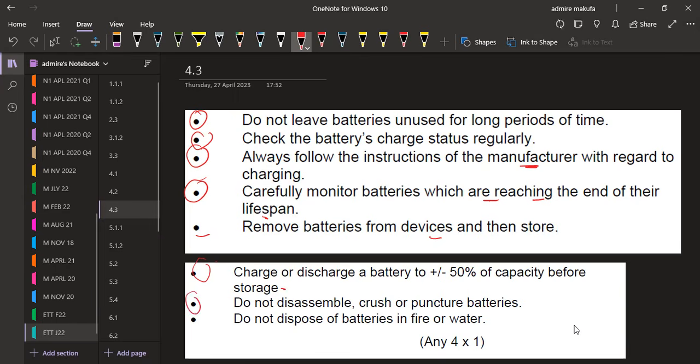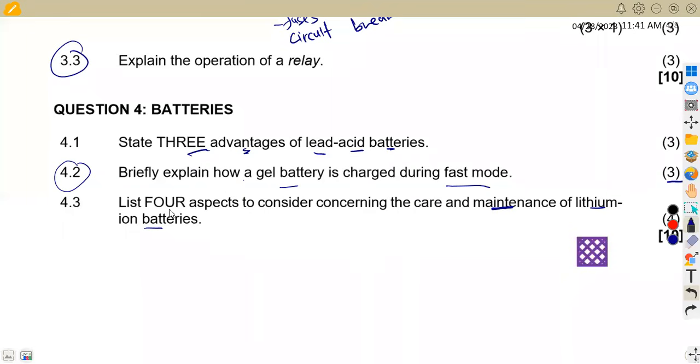Then the other part, do not disassemble, crush or punch the batteries. You do not crush any part or punch the batteries and so forth. This is not supposed to be done. And also the last part that we have is do not dispose of batteries in fire or water, as that can affect them. In this case, we are to pick any 4. We are asked to list 4 aspects, so any 4 from this part. So that was our question 4 on batteries.